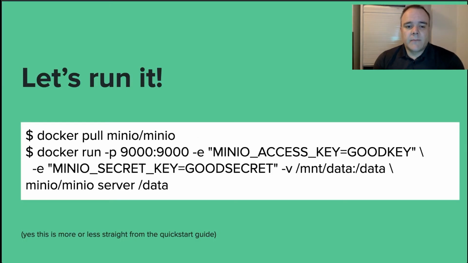Let's run it. If you just want to try out minio, you could just use Docker, pull the image, and run the container with the line which is given in this slide. It will just run on port 9000 and provide the files which are in the directory mounted in the volume.